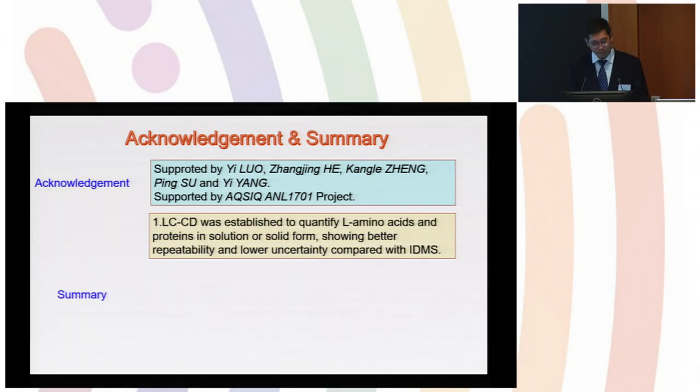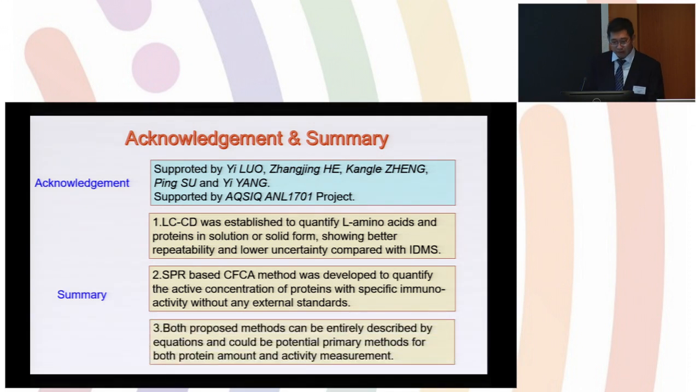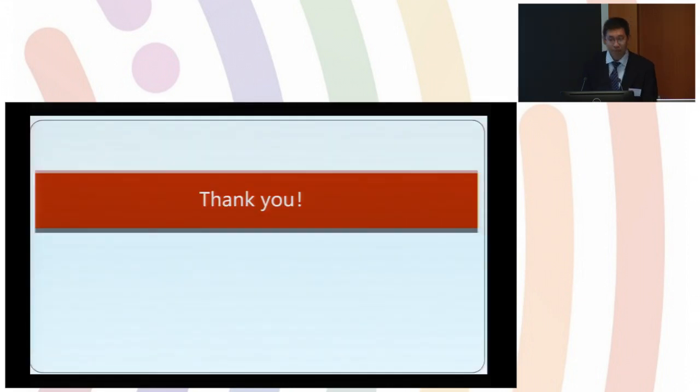Finally, I'd like to make a summary. LC-CD was established to quantify amino acids and proteins in solution or solid form, showing better repeatability and lower uncertainty compared with IDMS. The SPR-based CFCA method was developed to quantify the active concentration of proteins with specific immunoactivity without any external standards. Both proposed methods can be entirely described by equations and could be potential primary methods for both protein amount and activity measurement. That's all. Thank you.